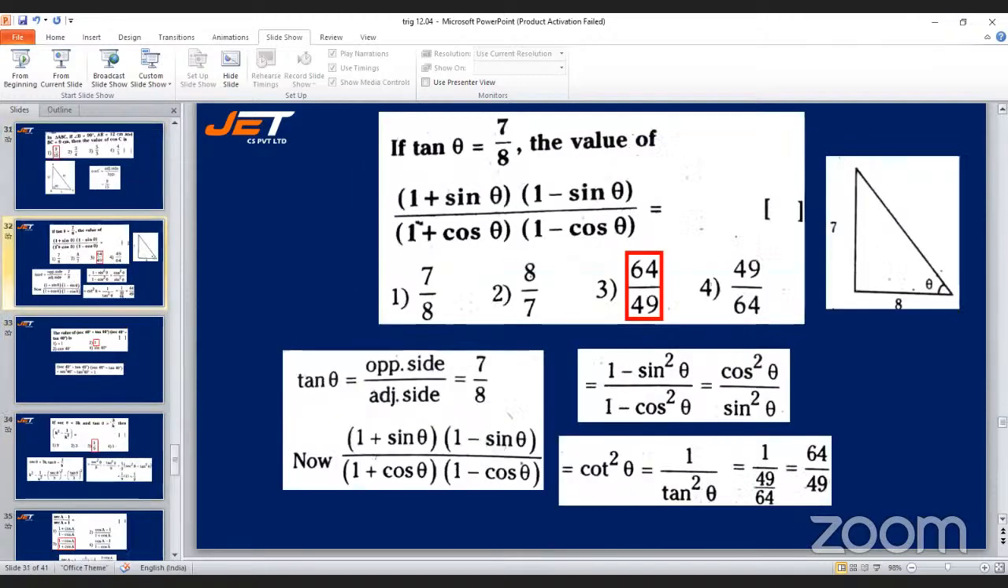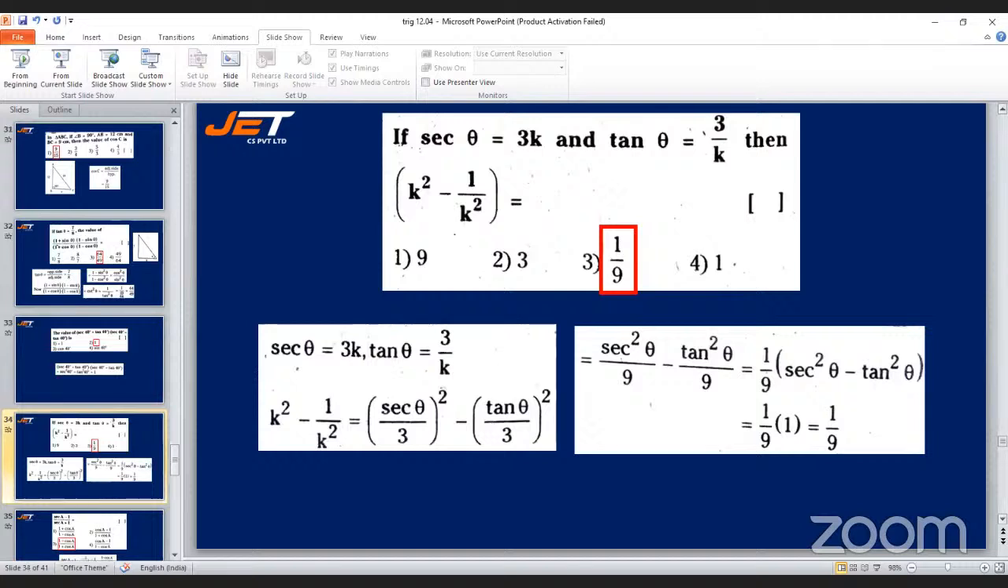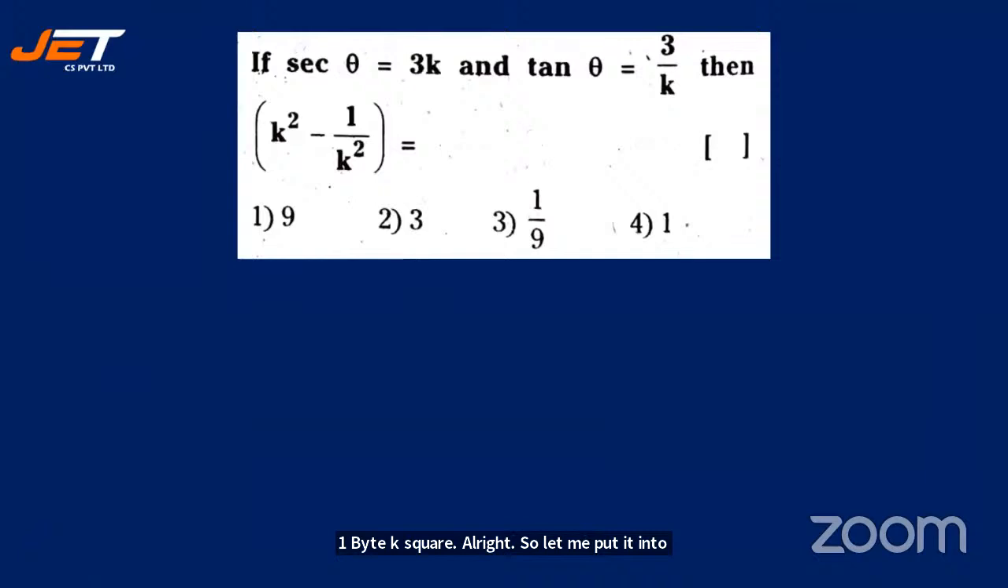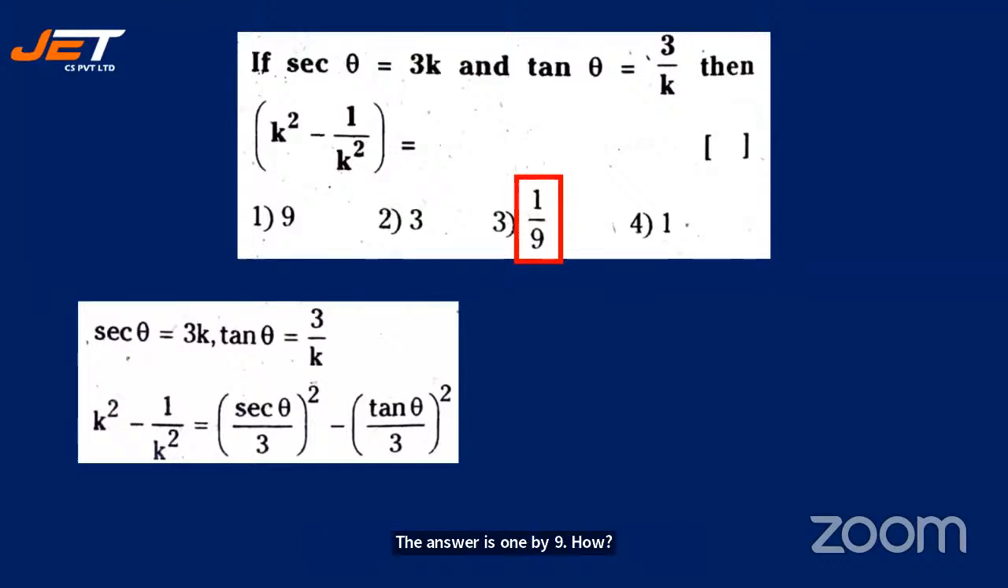If secant theta is equal to 3k and tan theta is equal to 3 by k, then what is the value of k square minus 1 by k square? Let me put it into slideshow. Now how do you find the value of this? Since the answer is already displayed, I cannot ask you this question. The answer is 1 by 9. How? Secant theta is equal to 3k, so what is tan theta? It is 3 by k. All right. Whatever is given in your sum.